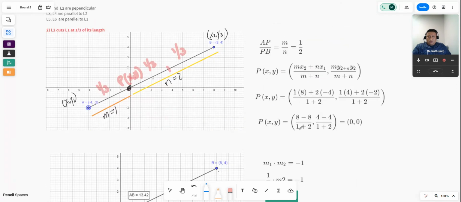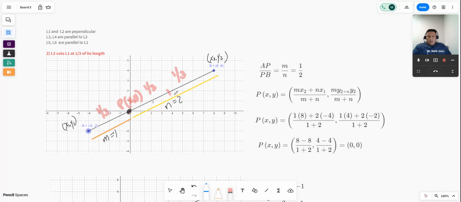Okay, for point 2, it's a tricky proportion because at the beginning it says that it cuts line 1 at 1/3 of its length. So we could easily think that we can use the proportion 1 to 3, but that is not the proportion. The proportion should be 1 to 2, because if this is 1/3, it's cut in 3 equal parts. So the proportion is 1 part in here and 2 parts in here. That's why it's creating 1 to 2.